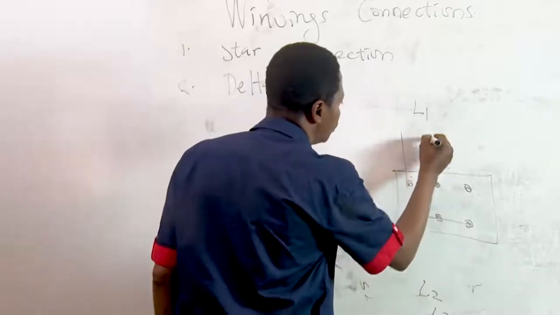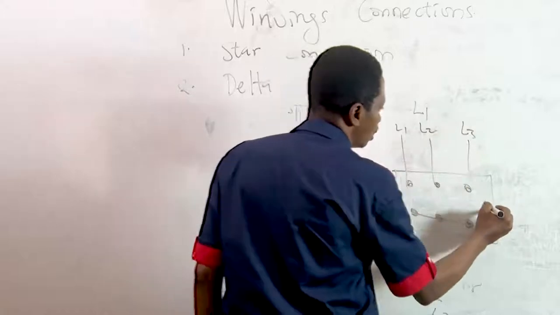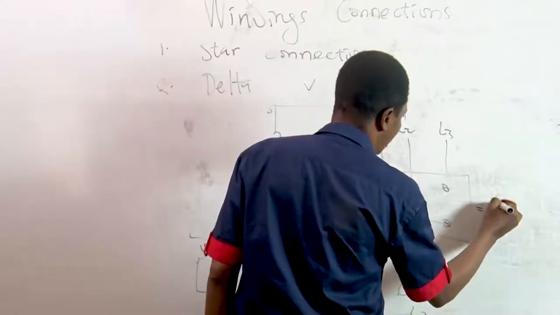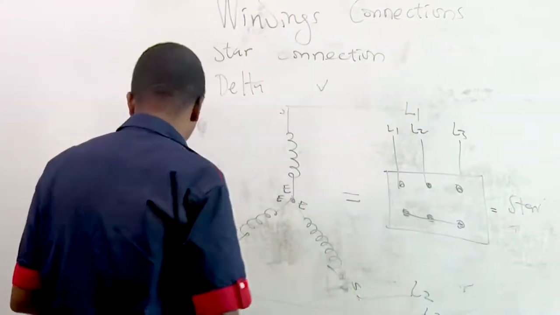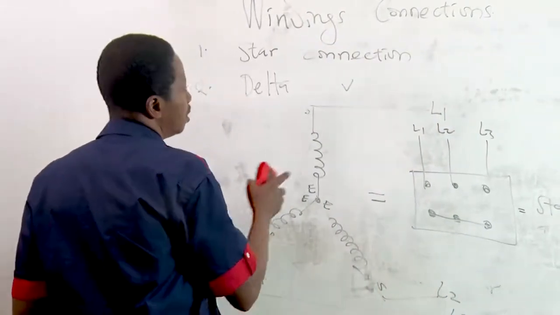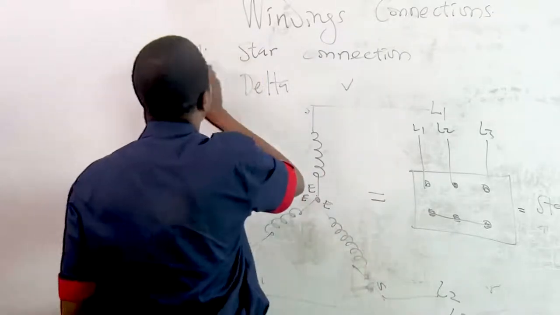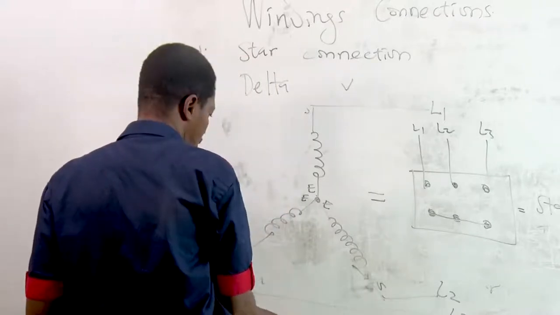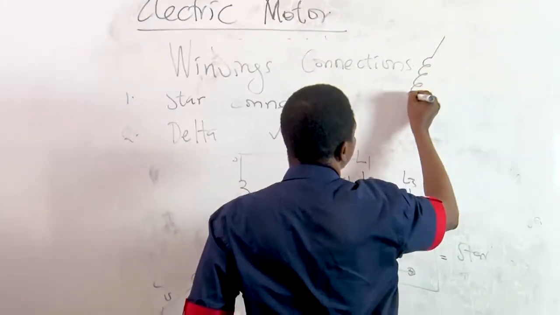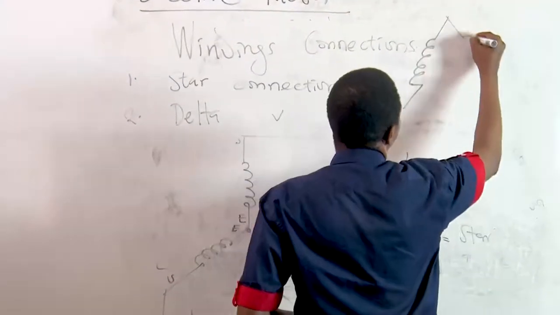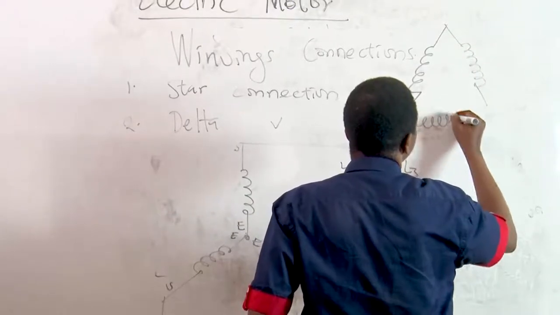And then power with line one, line two, line three. And then this is star. Then we have the star connection. Then we have the delta. Let me draw it. In delta connection, we have this. Of course, we are talking about three phase. Everything is balanced.